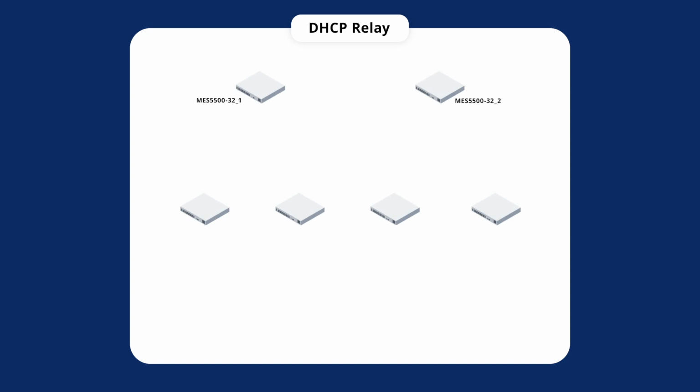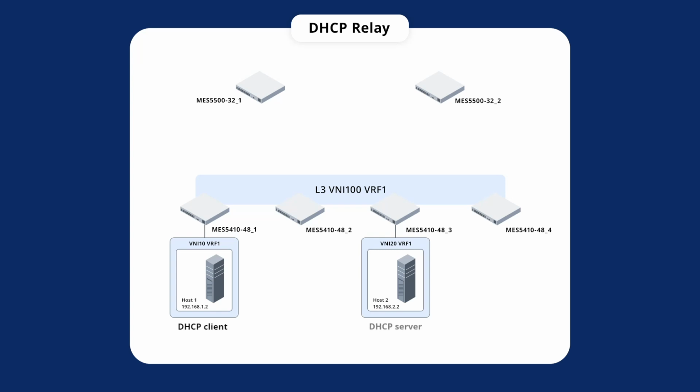The task of the DHCP relay agent is to transfer DHCP packets from the client to the server and back, when the DHCP server and the client are on different networks. Another function is to add an additional option to the DHCP request, for example option 82. In this case, leaf switches act as DHCP relay agents. They intercept DHCP requests from hosts in VXLAN segments and forward them to a centralized DHCP server.